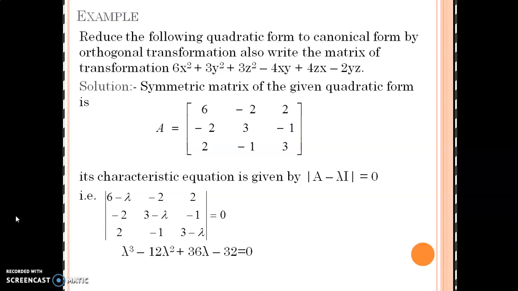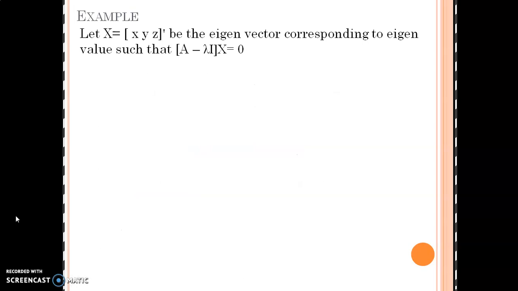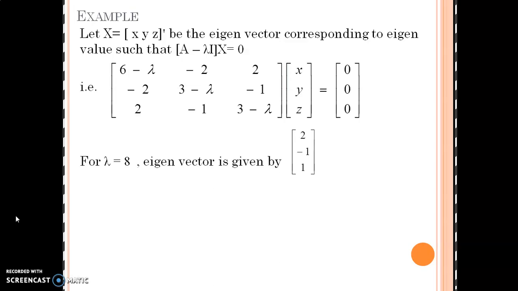Here the characteristic equation becomes lambda cube minus 12 lambda square plus 36 lambda minus 32 equal to 0. Lambda takes the values 8, 2, 2. So here we are getting repeated eigenvalues. Let us find the eigenvectors using the matrix (A minus lambda I) x equal to 0. And for lambda equal to 8, the eigenvector is given by 2, minus 1, 1. This is evaluated by our usual method of finding the eigenvector.